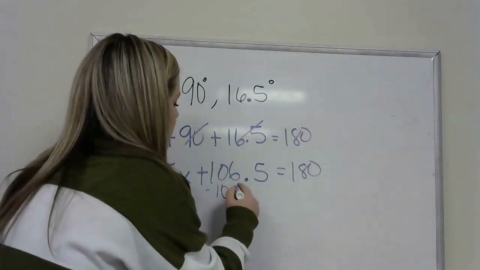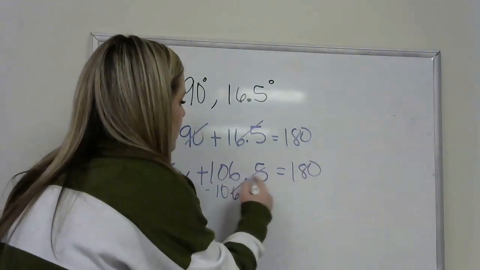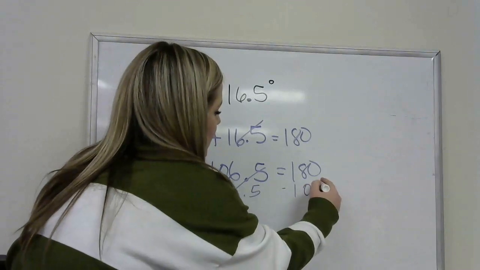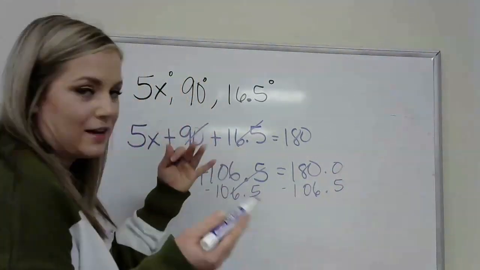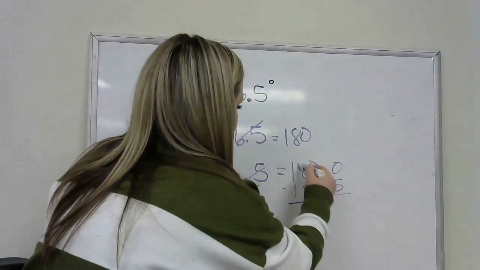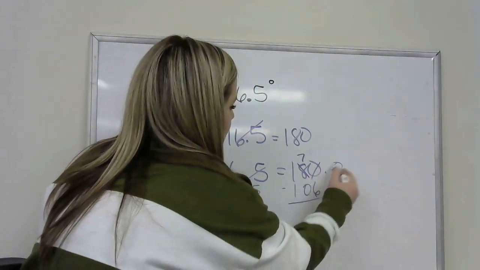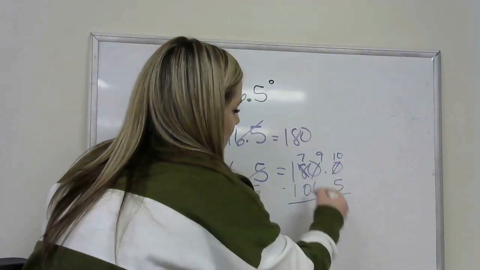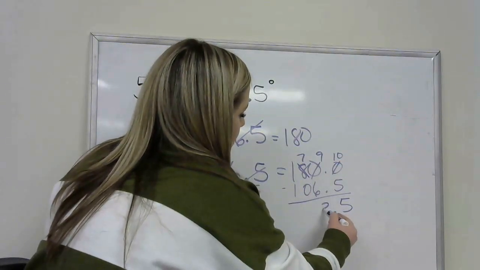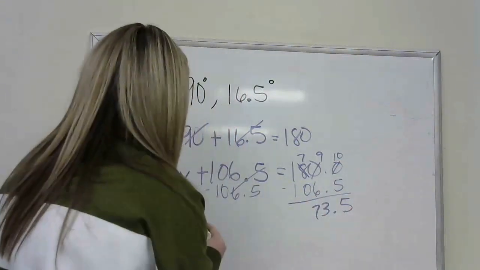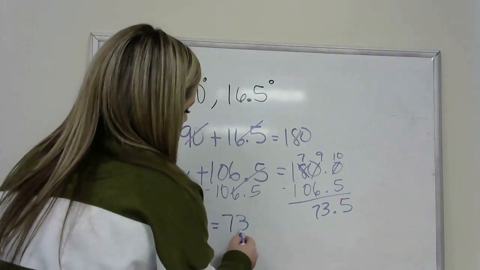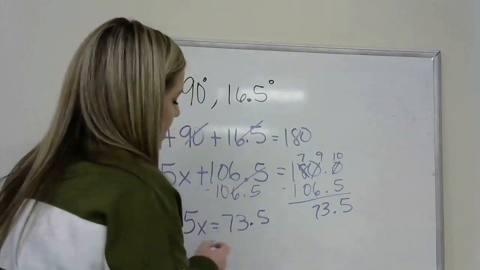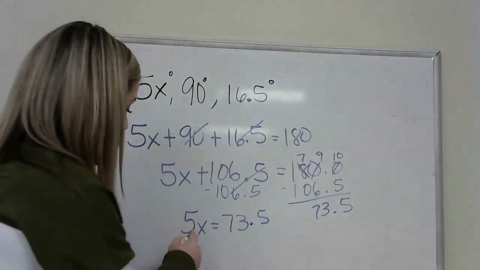So minus 106.5 minus 106.5, and I got to add a decimal on this one now so I could subtract. Okay, so that's going to be 7, that's going to be 10 and 9, and that's 5, 3. Okay, so 73.5. 5x is equal to 73.5.